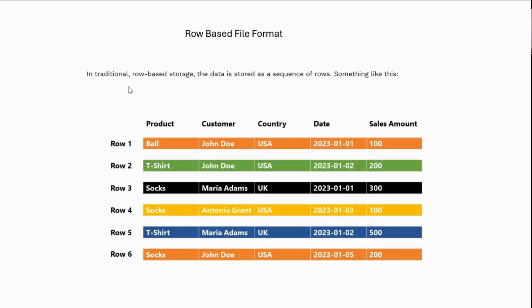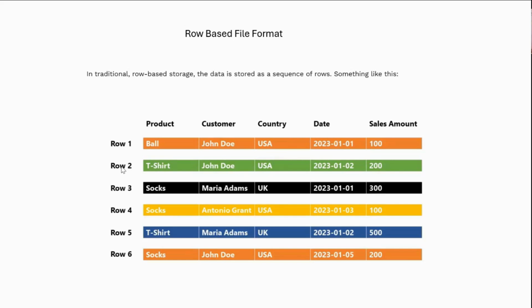So in the traditional row-based storage, the data is stored as a sequence of rows. So here you can see these are the different attributes, that is columns: product, customer, country, date, and sales amount. And the data is preserved in the form of rows. So row 1 states that I have a product ball that was bought by the customer John in country USA on 1st of January 23 for 100 rupees.